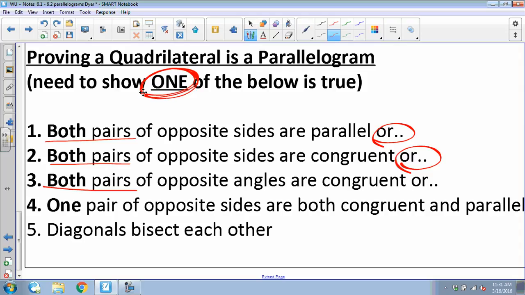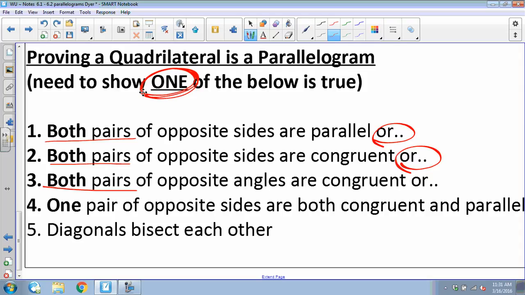So if both pairs of opposite sides are parallel, then it's a parallelogram. If both pairs of opposite sides are congruent, then it's a parallelogram. If both pairs of opposite angles are congruent, then it's a parallelogram. Now, number 4, only one pair. We're only looking at one pair.